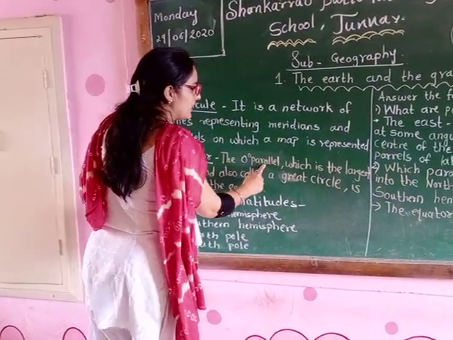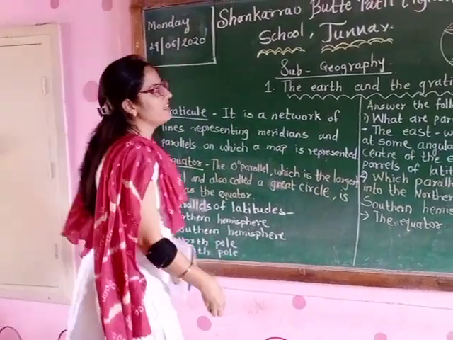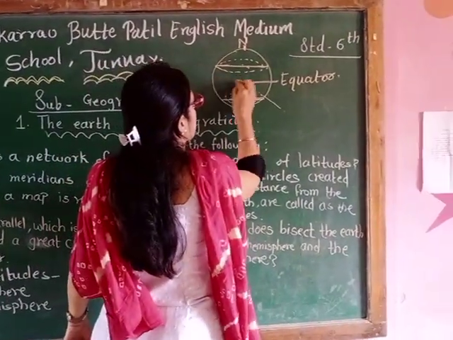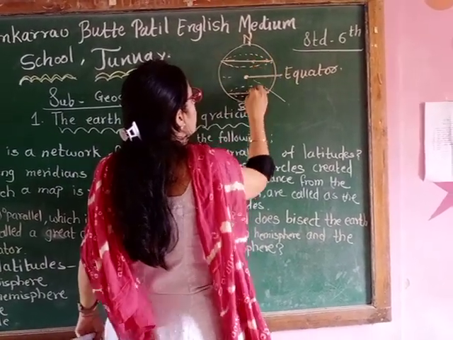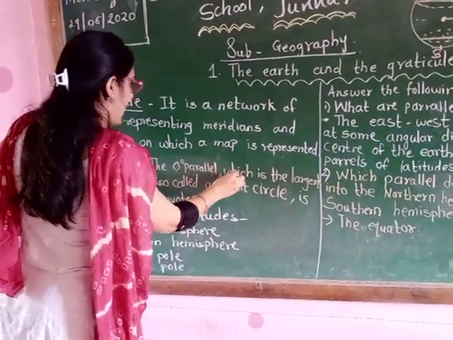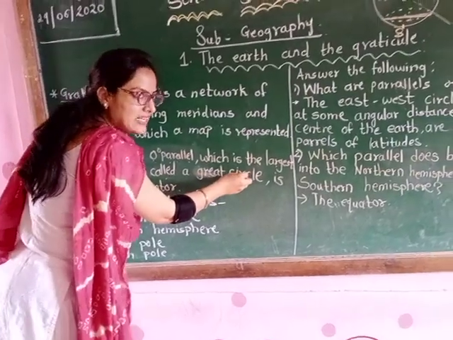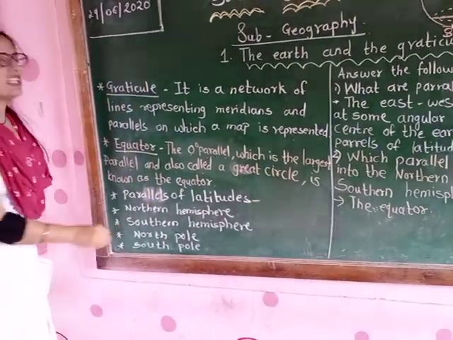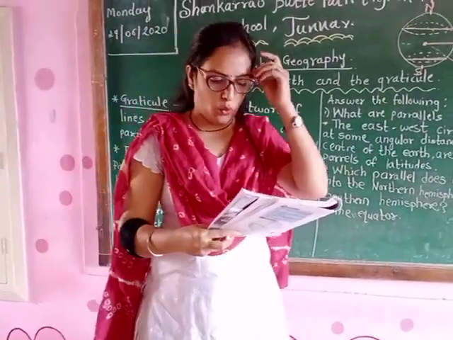So the 0 degree parallel is the largest parallel, and here you can see, if we draw a line over here, this will be the largest one, which will be parallel to both these lines. So which is the 0 degree parallel, that is the largest parallel, and it is also called a great circle. That is called the equator.